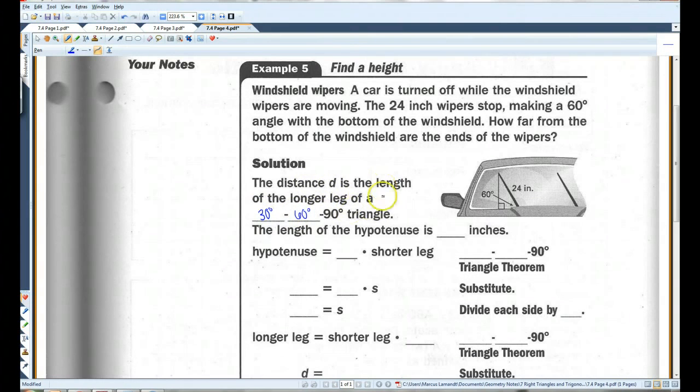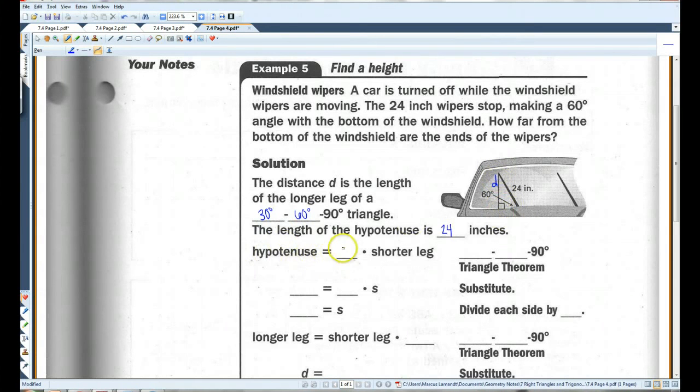Okay? The distance is the length of the longer leg. That's this here. The length of the hypotenuse is 24 inches. Okay? So this is what we're trying to find. We have the hypotenuse. We're looking for the longer leg. In order to do that, I know that the short leg is half of the hypotenuse. Once I get the short leg, I can multiply it by root 3 to get the long leg.